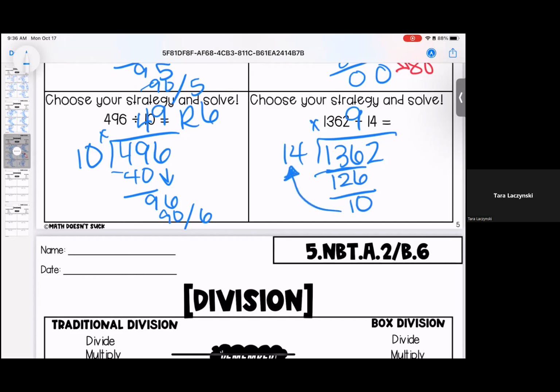Is it smaller than what I'm dividing by? Absolutely. So even though it's big and scary, it is A-okay. I'm going into 102. The closest that I can get this time is 7, which is going to give me 98. When I subtract, I get 97 with a remainder of 4.